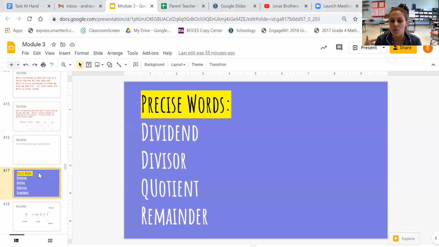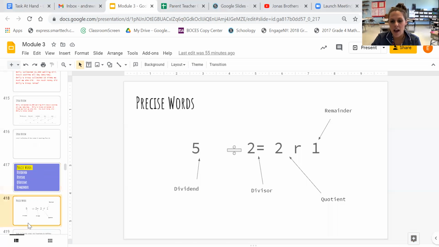Just a little review with those precise words. Ready? I do, you do: dividend, divisor, quotient, remainder. I have a little cheat sheet here for you. We saw this yesterday just to help us learn those precise words.